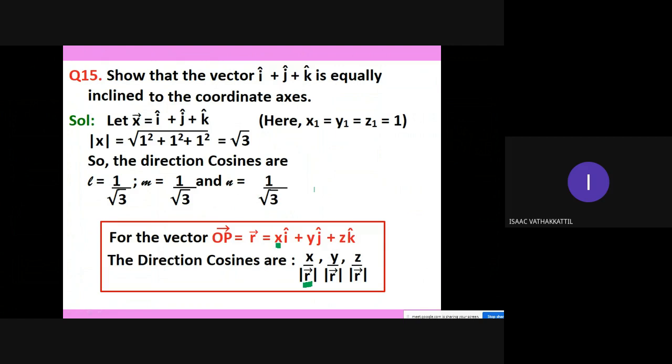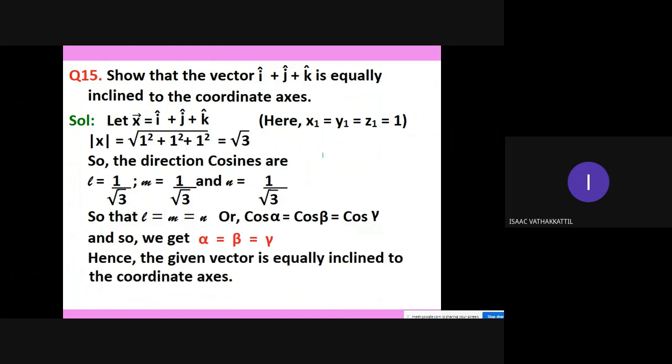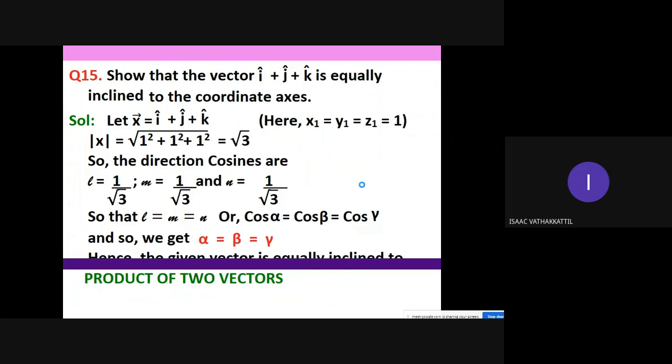That means L equal to M equal to N, which implies cos alpha equal to cos beta equal to cos gamma, or alpha equal to beta equal to gamma. That is, the angles made by the vector with OX, OY, OZ are the same. That means the vector i plus j plus k is equally inclined to the coordinate axes.